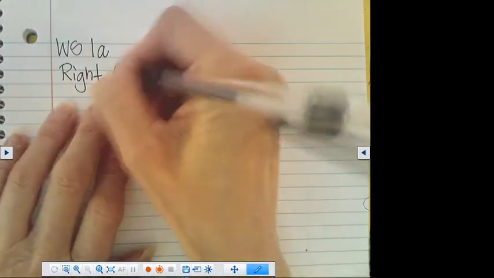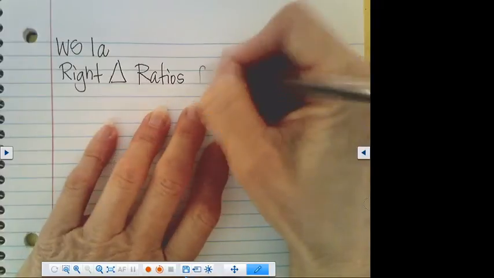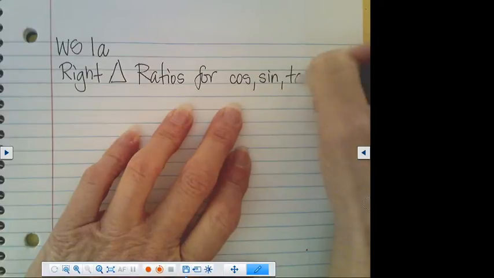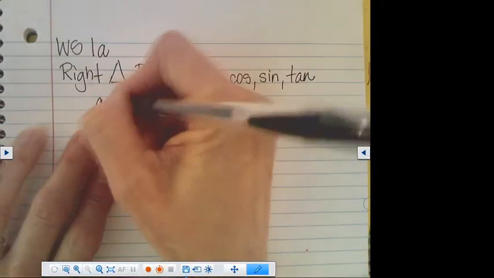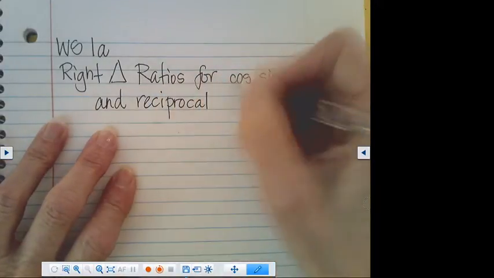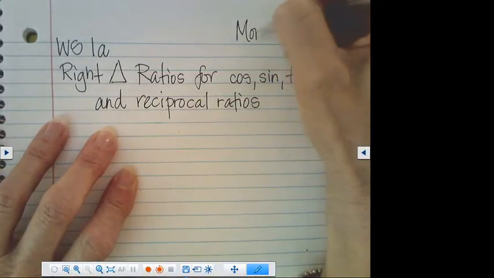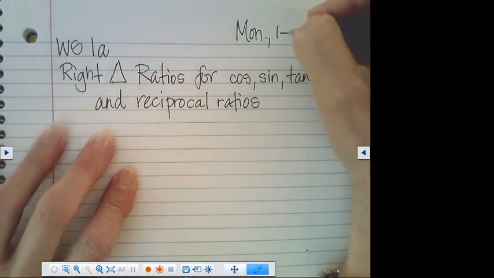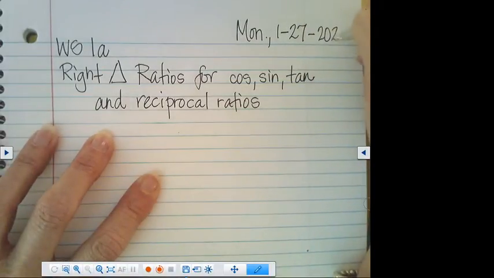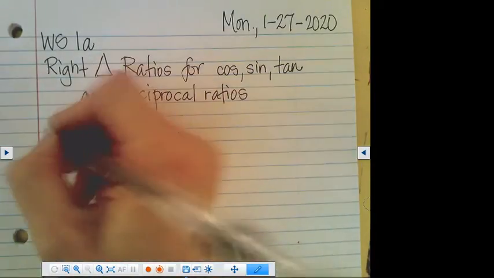These are your right triangle ratios for cosine, sine, tangent, and reciprocal ratios. All right, today is Monday, the 27th, the last week in January. All right, here we go, guys. Let's start with number 5.